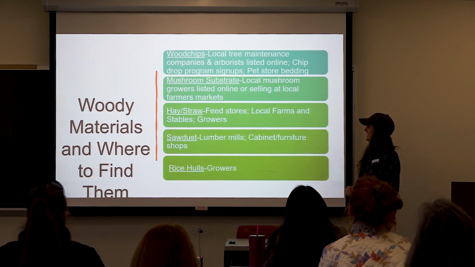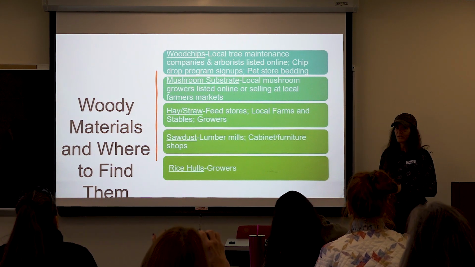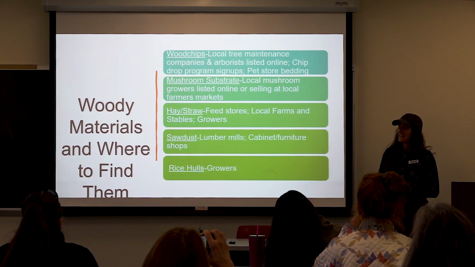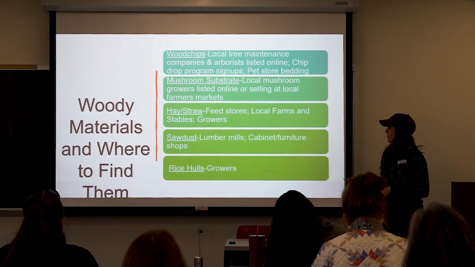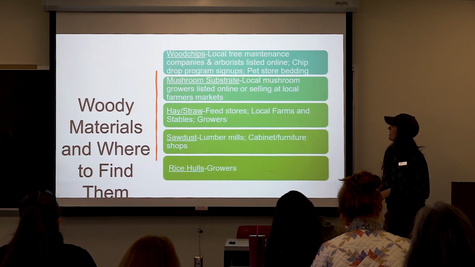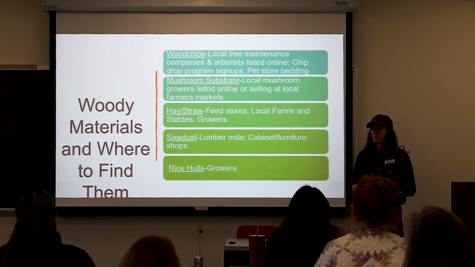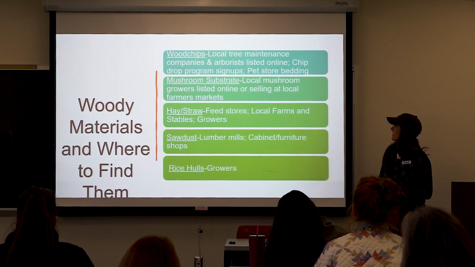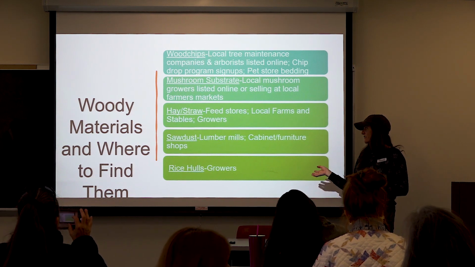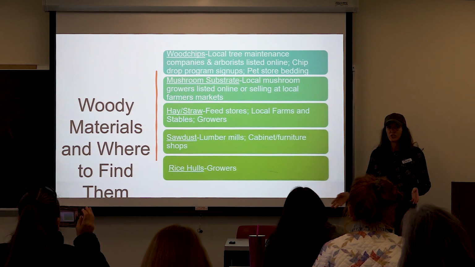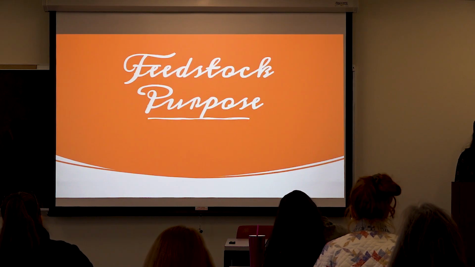I've been led to understand that sourcing some of these materials in your area can be very challenging for different reasons. But these are some really common materials that most people can find in some quantity to make their compost with. And I have some resources that are a little more specific to you that I'll present in a couple later slides. So wood chips, mushroom substrate, hay and straw, sawdust, and rice hulls, again, in the Central Valley are a really common material. All very high in carbon, woody materials.